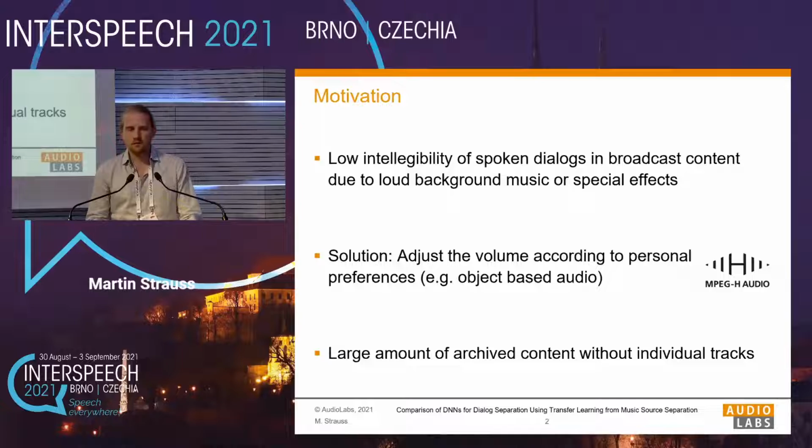One of the most common complaints about the audio mixture in broadcast audio, like TV shows or in movie productions, is the low intelligibility of the spoken dialogues due to loud background music or disturbing special effects. And since the right balance of the dialogues and the backgrounds is influenced by a lot of personal factors, one ideal solution would be to adjust the volume individually for every person according to personal preferences. And in object-based audio like MPEG-H, this is generally enabled, where the individual components are transported as distinct objects and only mixed together at the receiver end.